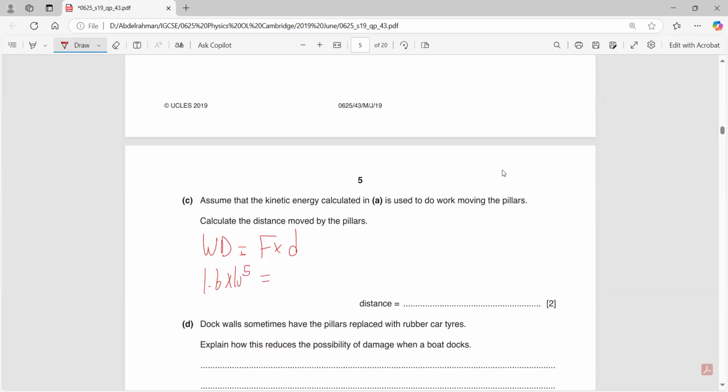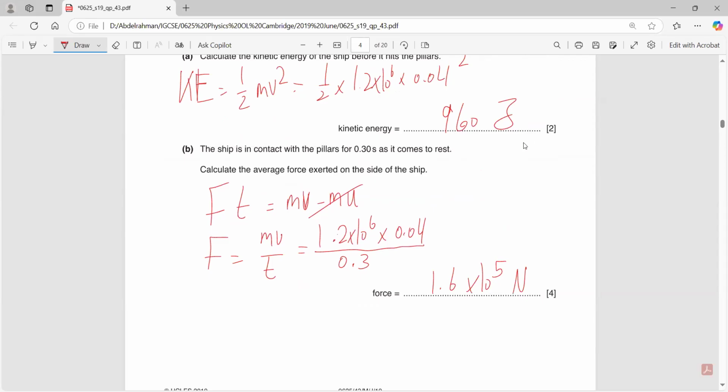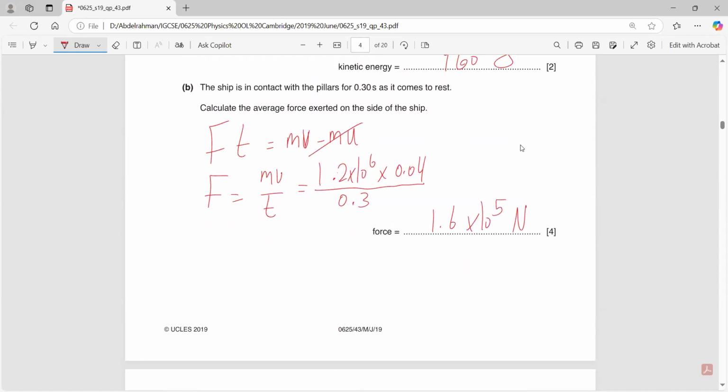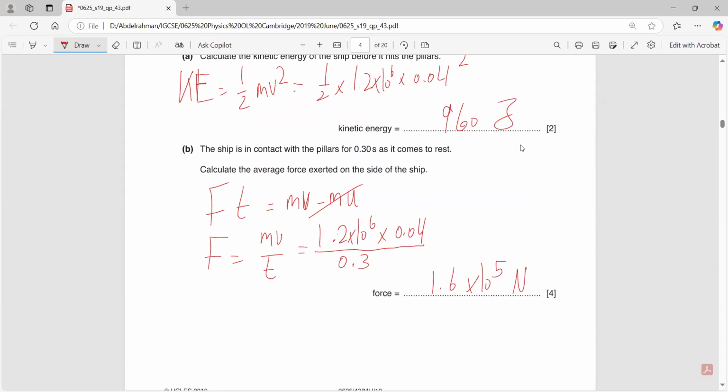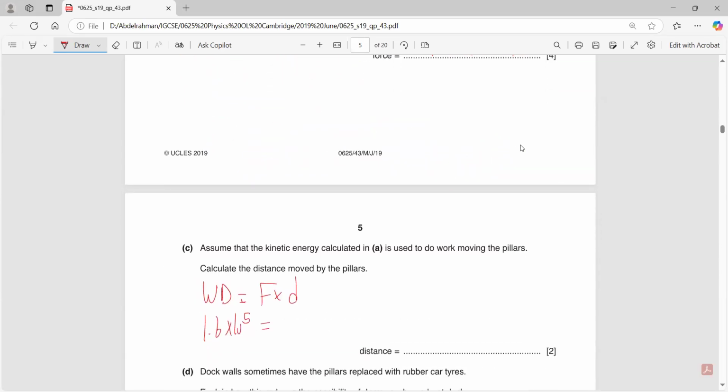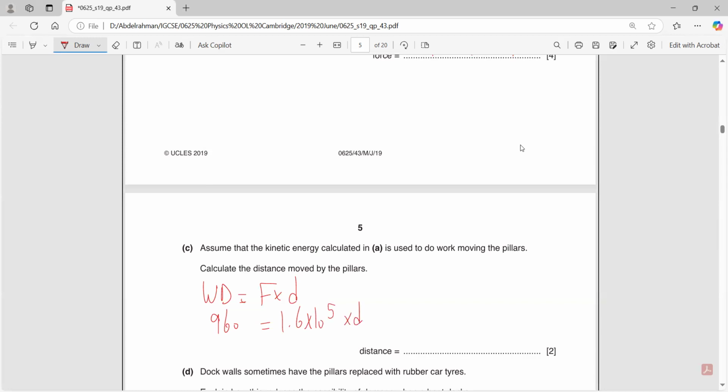Do I have the force? Yes, I do have the force, 960. I'm sorry, I switched them. You have the kinetic energy, which is 1.6 times 10 to the power of 5, and you have the force, which is 960, multiplied by the distance.